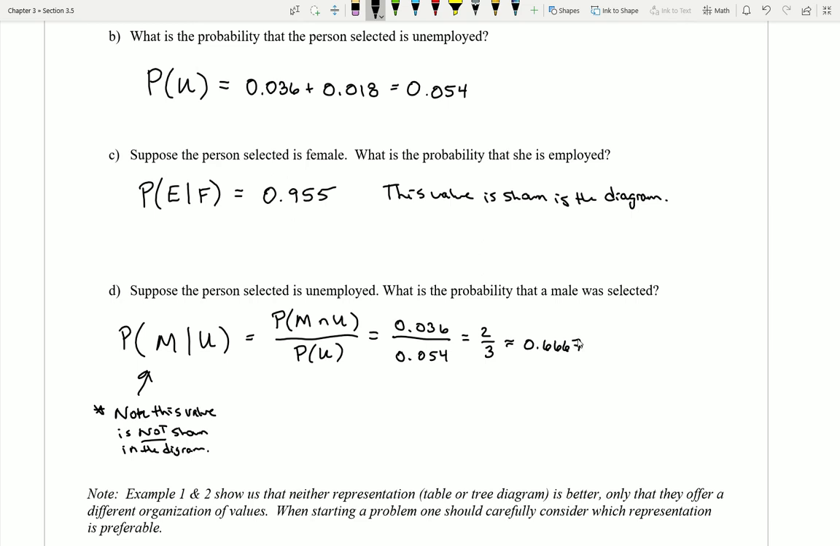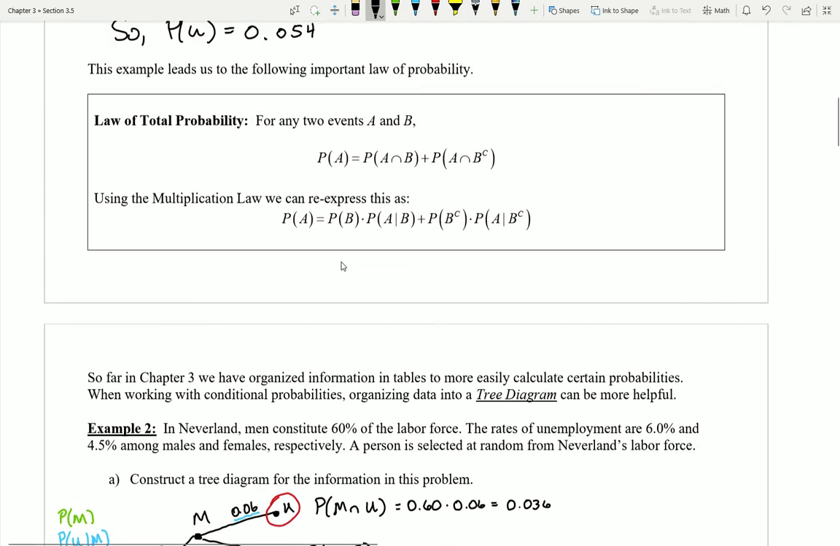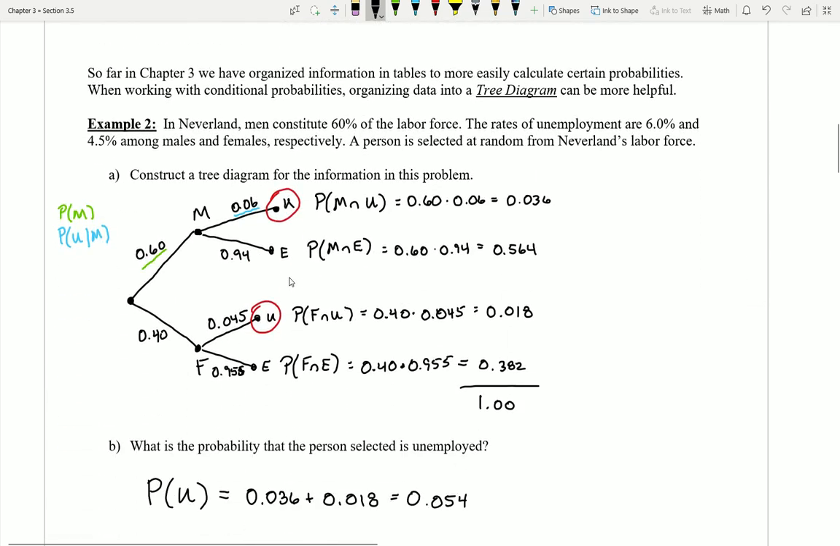It's important here to see that what we're seeing here in example 1 and example 2 is that neither representation, the tree diagram or the table, is better. They just offer a different way to think about the organization. Tree diagrams are great if you start with a lot of information about conditional probabilities, right? Notice here I started with conditional probabilities and I just organized it immediately. If I started with ands, it's way easier to set up a table. So don't get trapped into thinking you always need to do a tree diagram or you always need to do a table. You do tables when you have ands, you do tree diagrams when you have conditional probabilities.